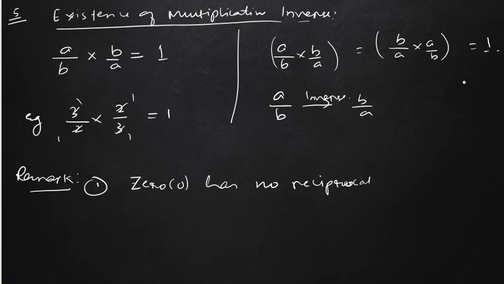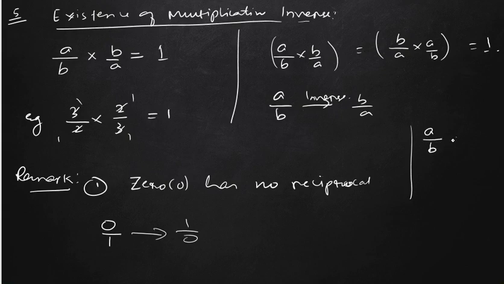You need to remember that. Why does 0 have no reciprocal? Because if we write 0, it can be written as 0 by 1. Its reciprocal will be 1 by 0.